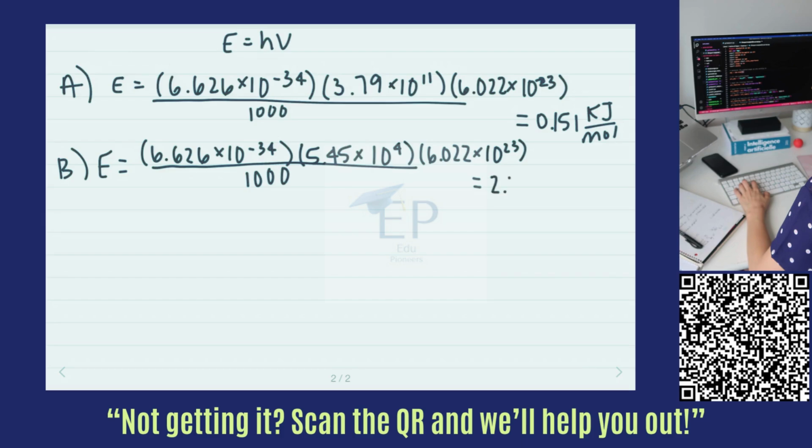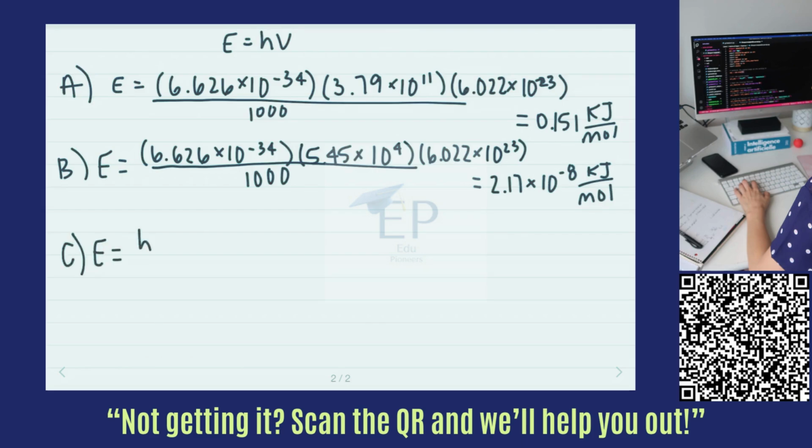And when we do all that and multiply it in our calculator, you get 2.17 times 10 to the negative 8 kilojoules per mole. Part C is a little bit different. We're actually going to use a different equation.